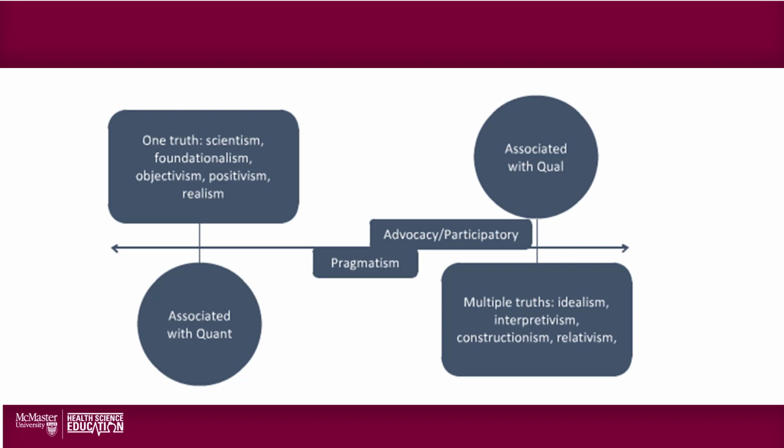On one side of the ontological spectrum, the side most commonly associated with quantitative research, is the belief of one singular reality, or one truth. Right and wrong, the same world, and the same truth for every person. Some names for worldviews at this end of the spectrum are scientism, foundationalism, objectivism, realism. On the other side of the spectrum, the side which is most commonly associated with qualitative research, is the belief in multiple realities or multiple truths.